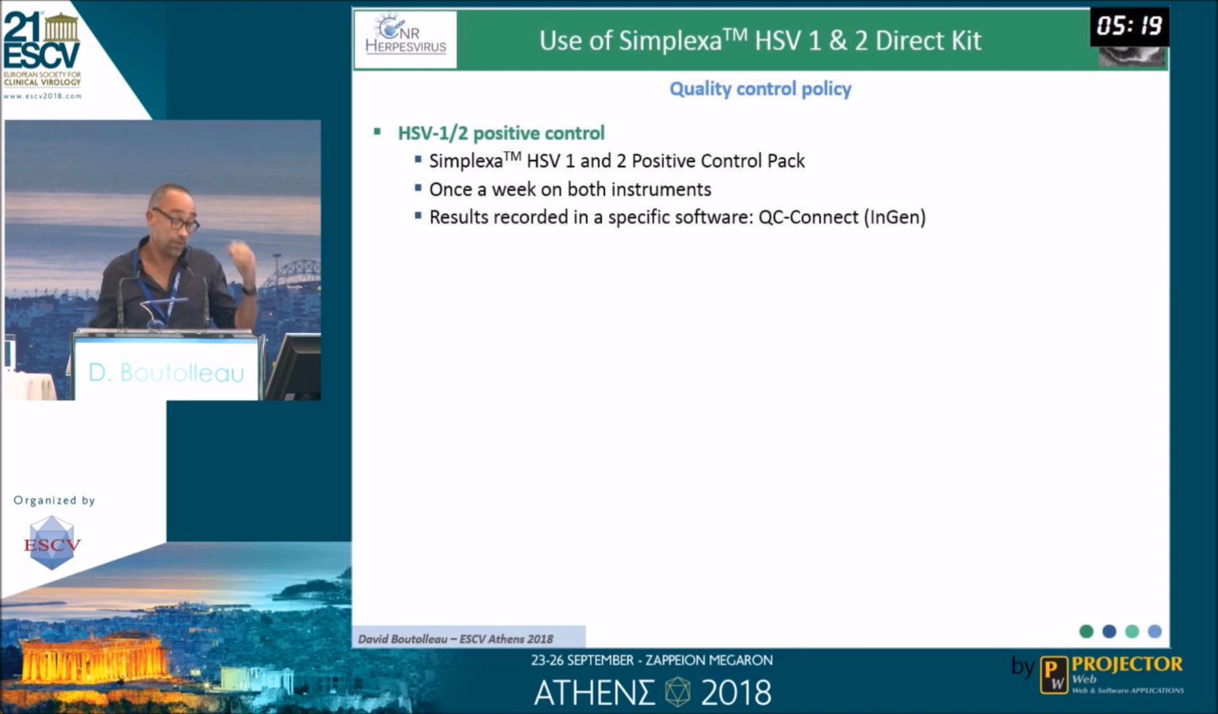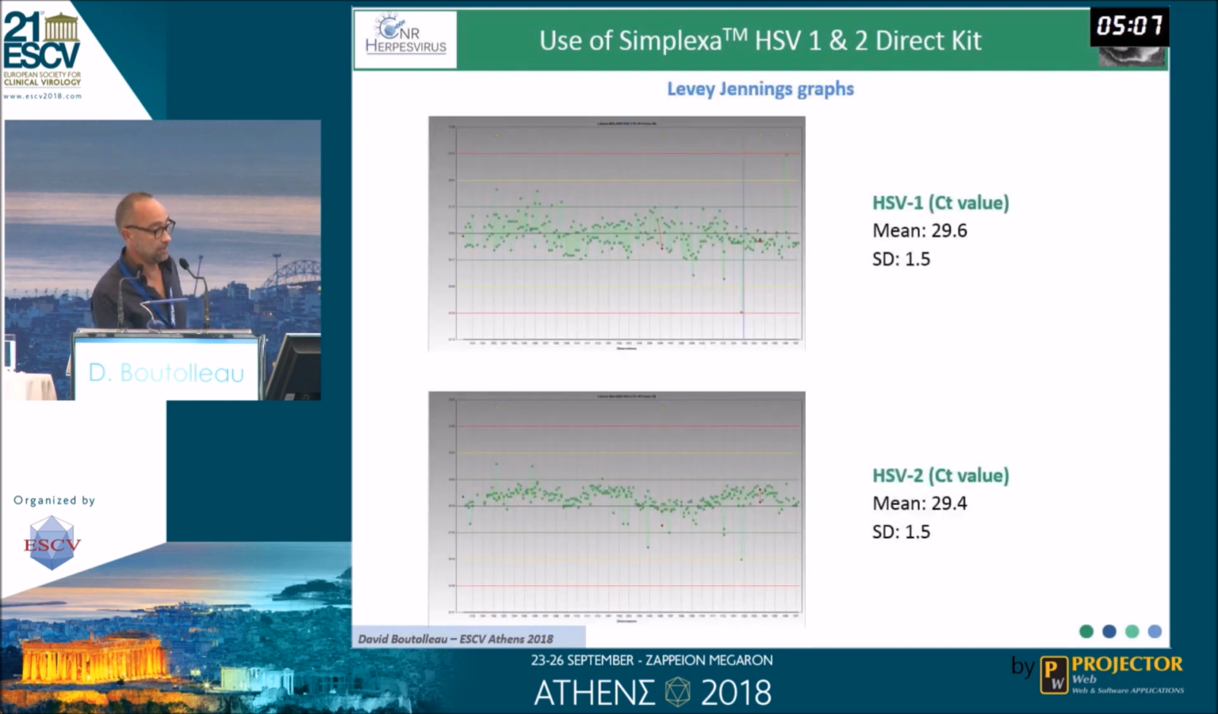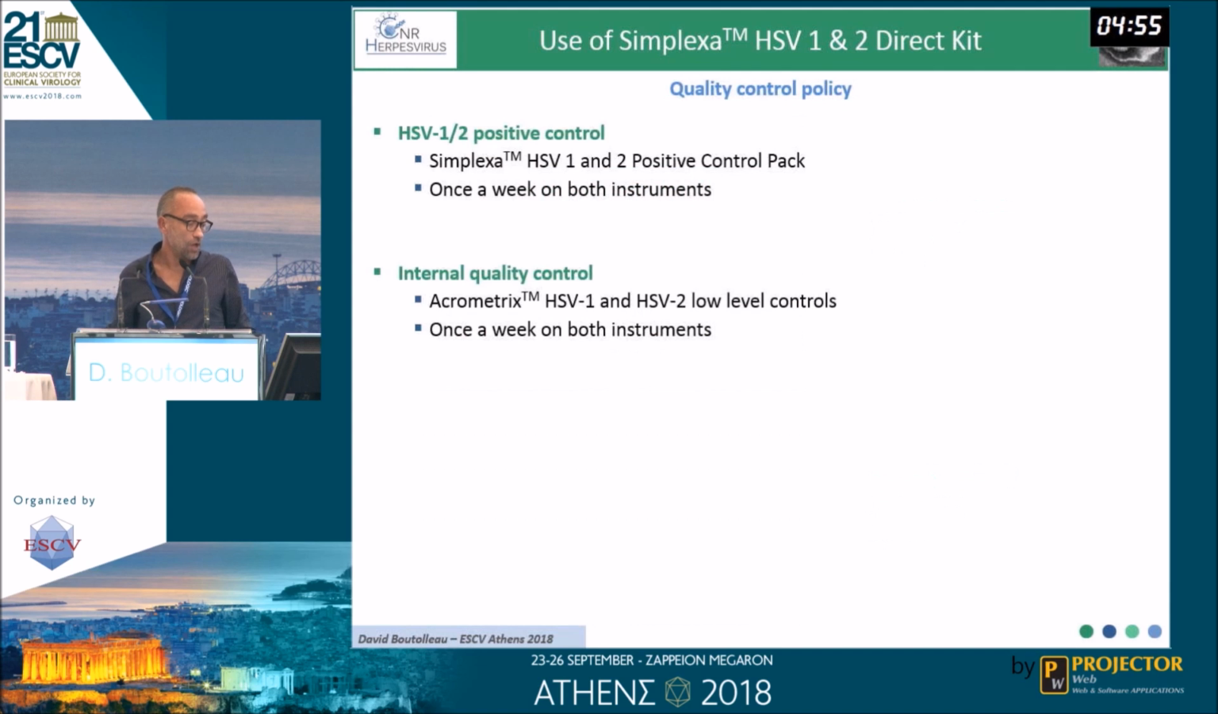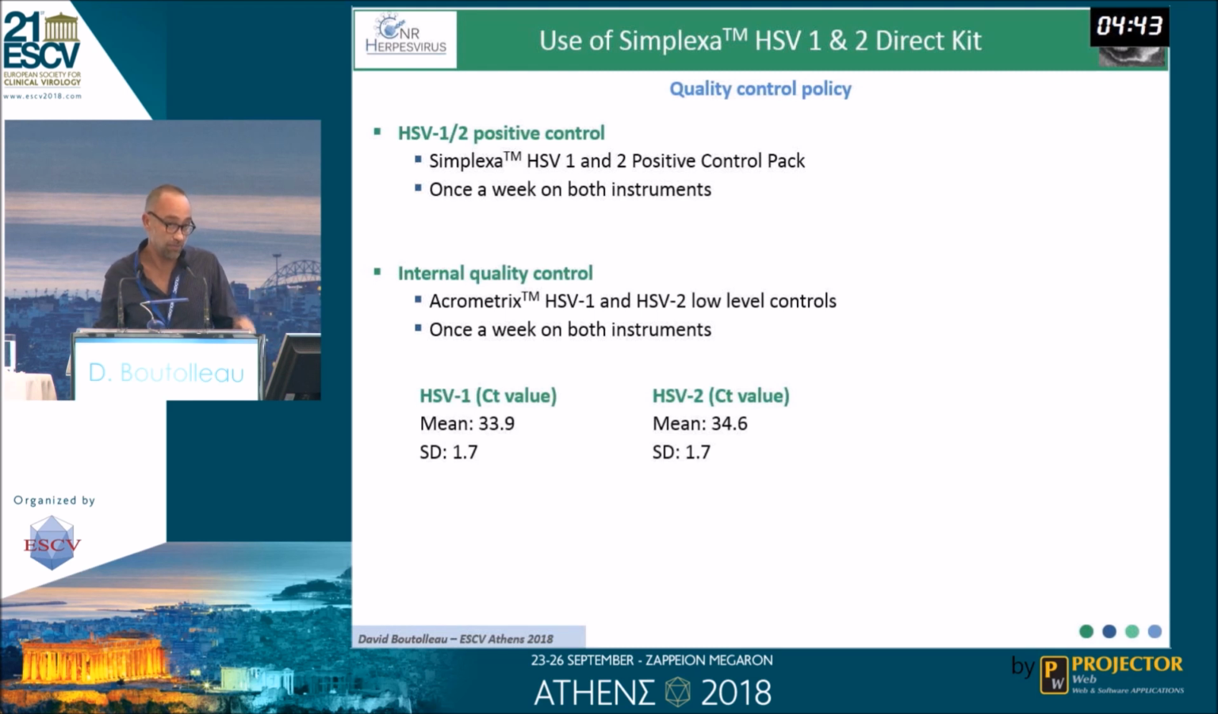Of course, we have a quality control policy in the lab, so we use a positive control once a week on both instruments, because we have two MDX, and we record the results in the specific software. So you can see here the Levey-Jennings graphs and the evolution of the mean CT of HSV1 and the CT of HSV2, with quite low standard deviation. We also use an internal quality control, the Acrometrix HSV1 and HSV2 low-level controls, once a week on both instruments, and once again we have quite stable values for HSV1 and HSV2 with quite low standard deviation.